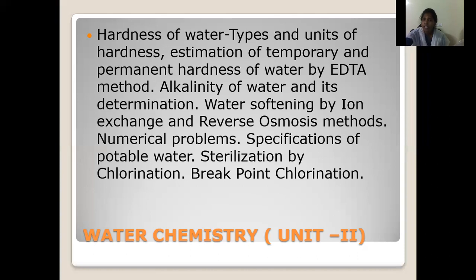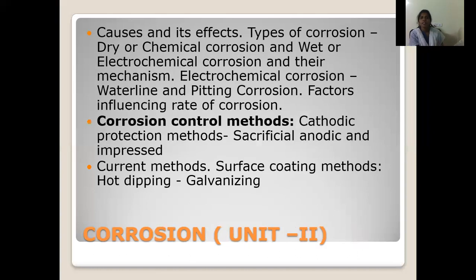And next subunit in unit 2 is corrosion. In corrosion, we are having causes and effects and control techniques. Causes and effects, types of corrosion. What are the types of corrosion we have? Dry corrosion and the wet corrosion. And types of corrosion, that is waterline corrosion, pitting corrosion. And what are the factors affecting the corrosion, or what are the factors influencing the rate of corrosion? These are the topics in the corrosion.